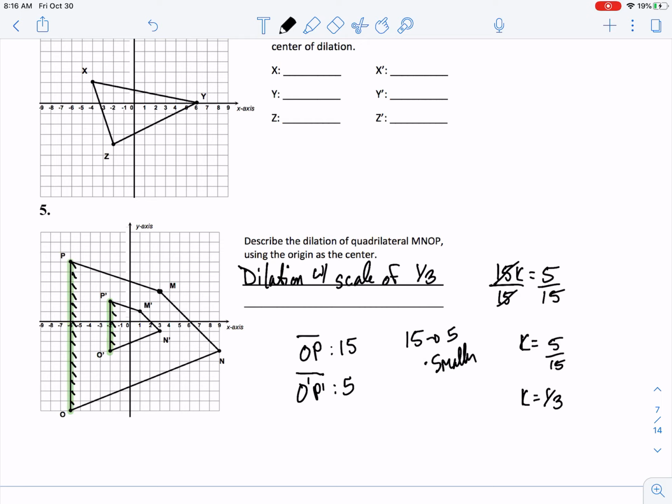Okay, versus having to use your distance formula, or I'll use a different one. So I'll use M. M starts out as 3, M prime is 1. So 3K equals 1. And again, we get K is equal to 1/3 for both of these.